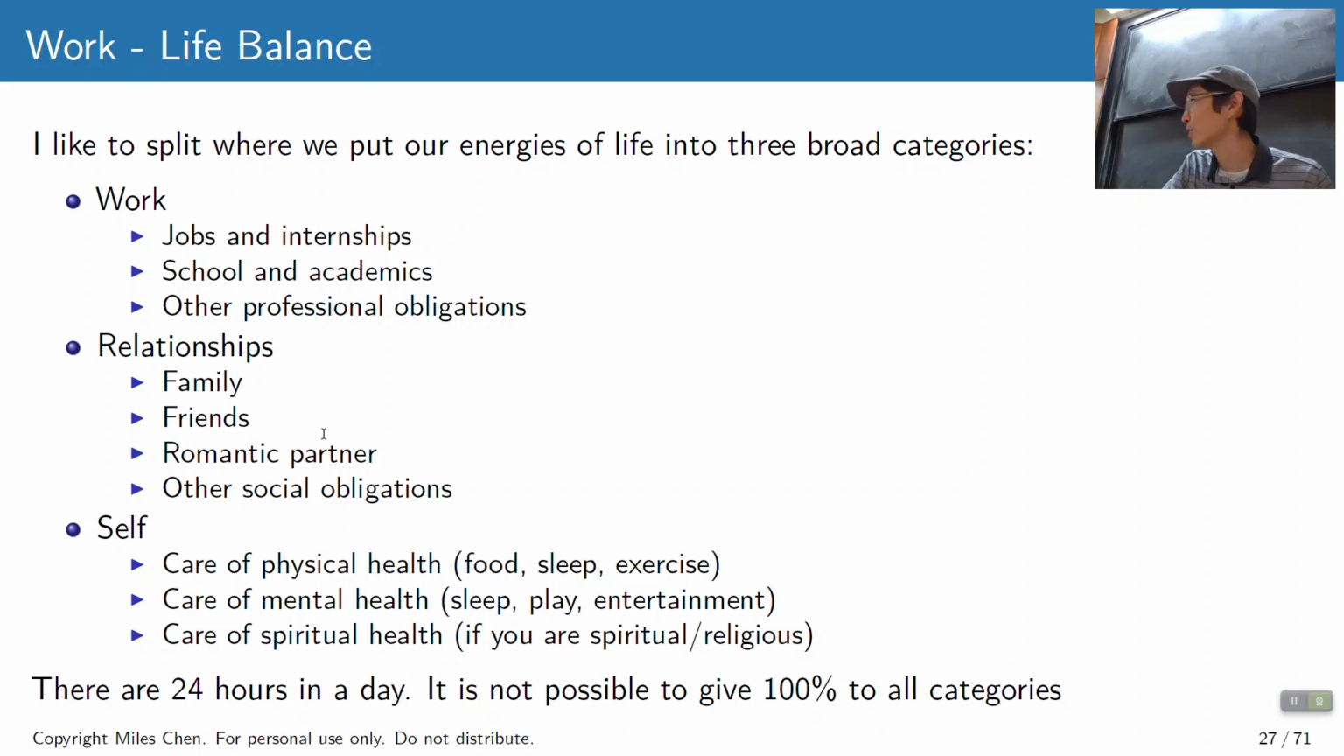And then you have care of self. Your physical health, which will be food, sleep, exercise, things like that. Your mental health, which will include sleeping as well, but also playing, all of your hobbies, your entertainment, all of that. Spiritual health, if that's a thing for you. And there's 24 hours in a day, and it's not going to be possible to give 100% to all of these different things that demand your time and attention. So you have to make choices.